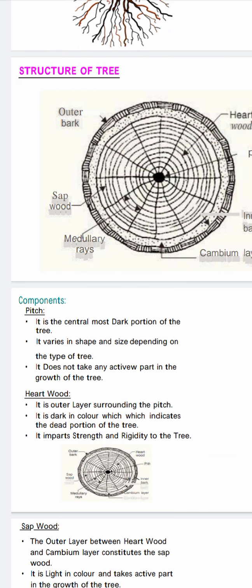Components. Pith: it is the central, darkest portion of the tree. It varies in shape and size depending on the type of tree. It does not take any active part in the growth of the tree. Heartwood: it is the outer layer surrounding the pith. It is dark in color, which indicates the dead portion of the tree. It imparts strength and rigidity to the tree.